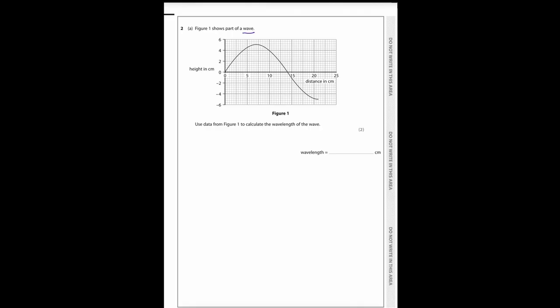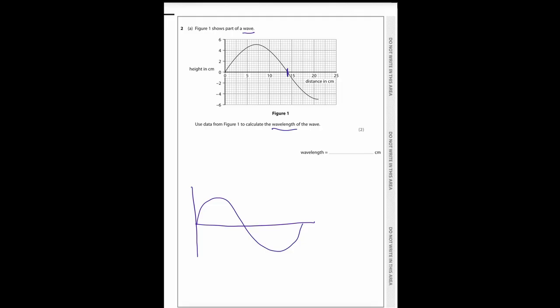Let's take a look at the question. So it's saying use data from figure 1 to calculate the wavelength of the wave. So that's the key thing that they're looking for. Now, because I'm using the data from the graph, basically I need to know what a full wave looks like. So if it's saying wavelength, I need to know that the wavelength of one wave looks like this. So if I compare that to the graph they've been given, if I look at this point over here, they've only given me half a wave. So I know that one full wavelength, if I get that multiplied by 2, okay, that's what's going to be the wavelength.